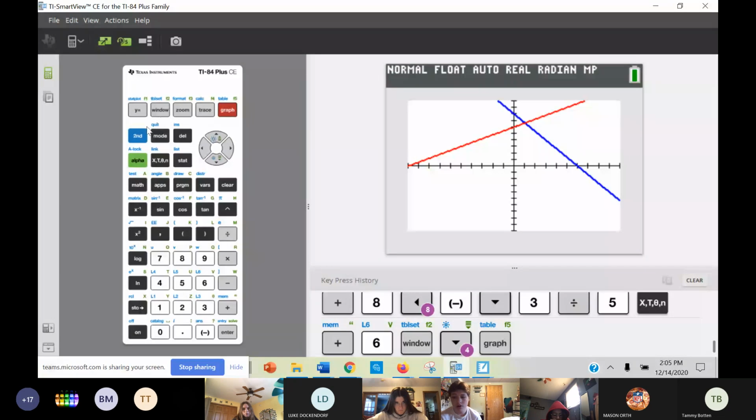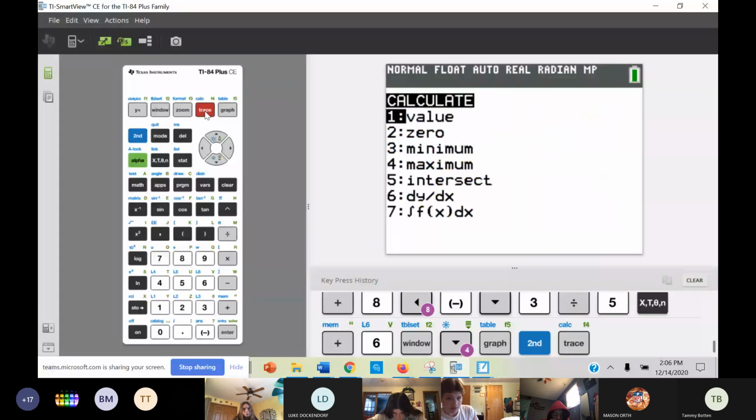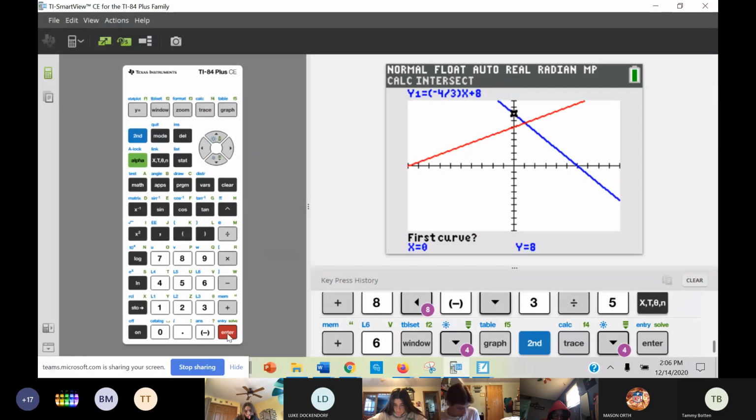So what we're going to do is go back to our second key, which is the blue key, and then we're going to hit on the top row, the 4th one over, the gray key that says trace. We use this a lot, okay? We go second trace a lot. Now what we want to do is find where those lines intersect. So we want to go down to number 5 and then hit enter. Okay, what it's asking us now is what curve do you want as your first?